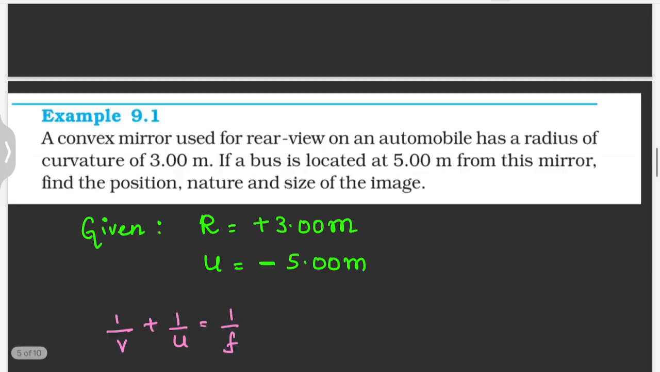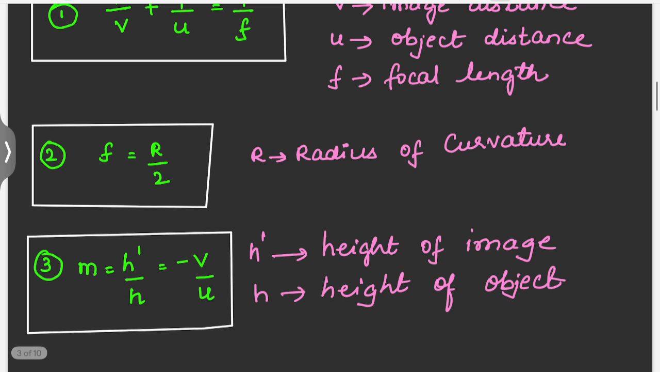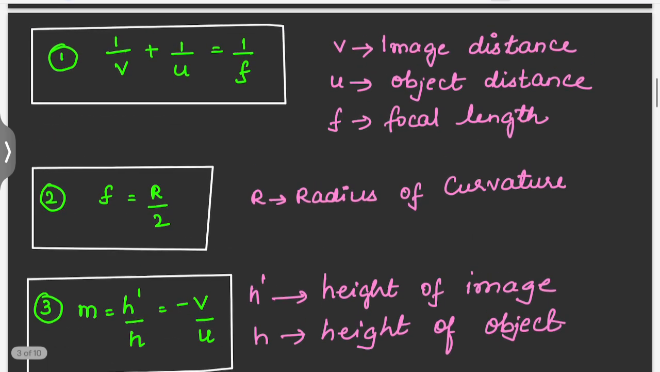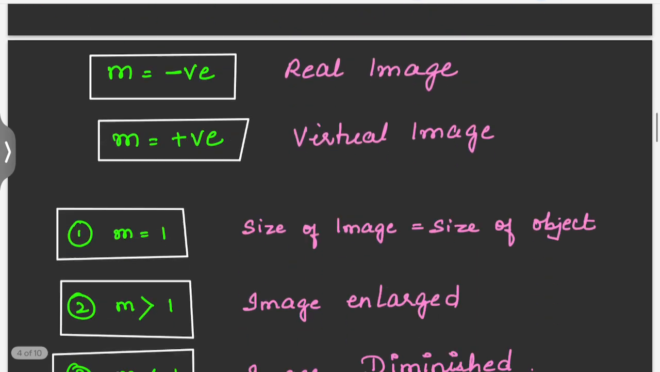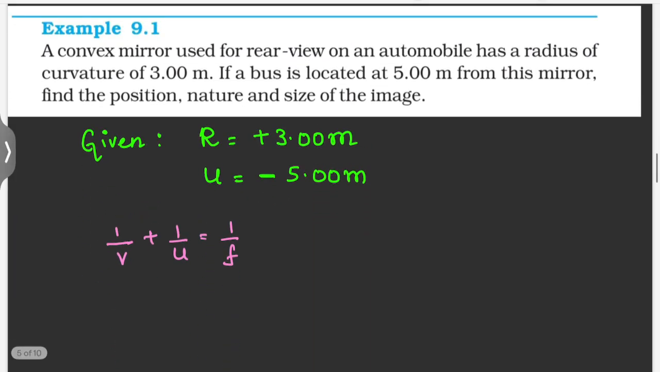So to calculate F, we have a formula. So see here the formula list. What is the second formula? So here the second formula is F is equal to R divided by 2. So let us write that formula.